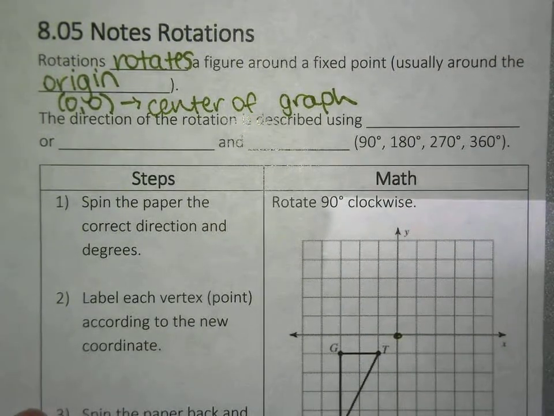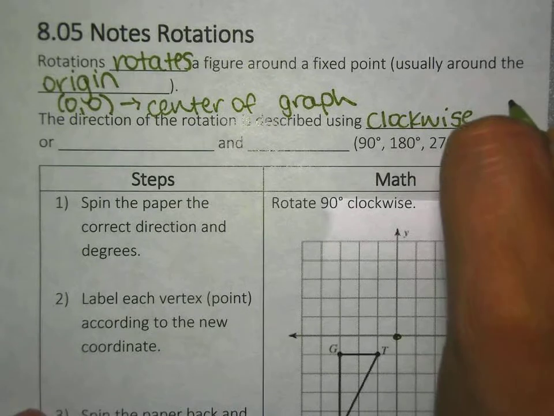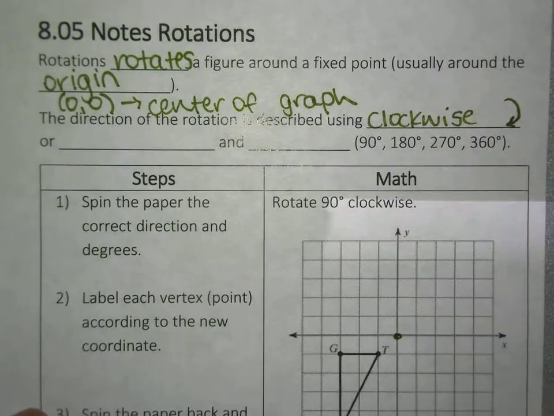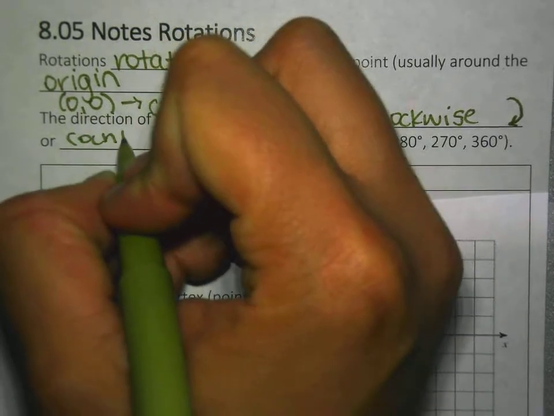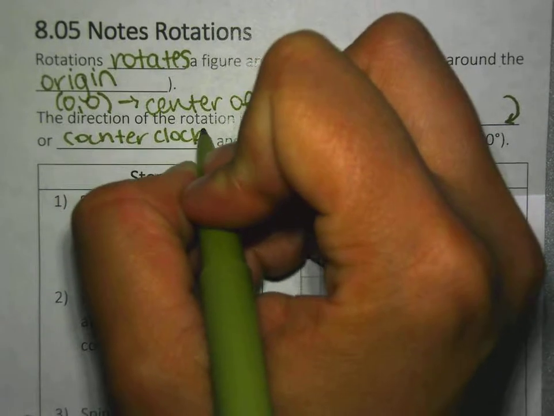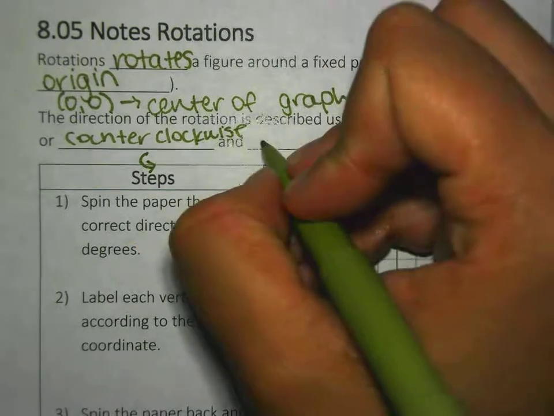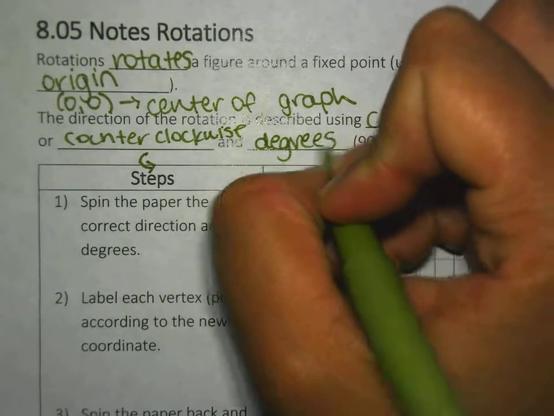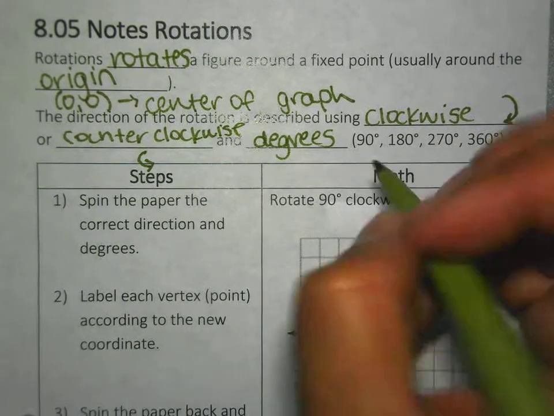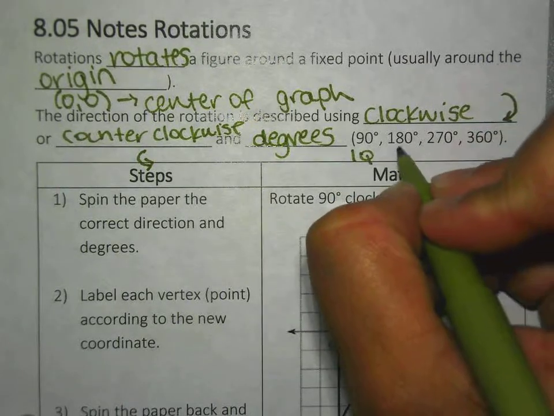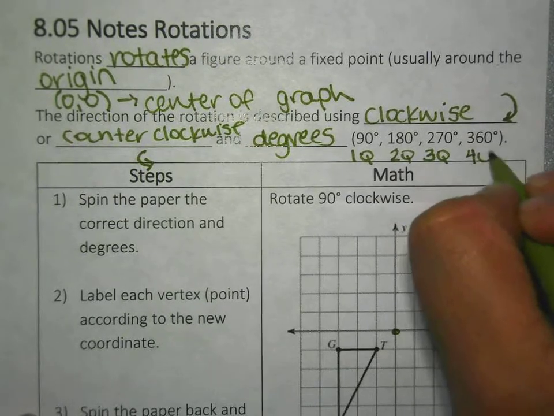The direction of the rotation is described using clockwise, which remember is this movement, so always think about how a clock operates, how it turns, or counterclockwise, which is just the opposite. So that would be going this way. As well as degrees. We use clockwise and counterclockwise to tell us the direction, and then we use degrees to tell us how much of a direction. 90 degrees is 1 quadrant, 180 is 2 quadrants, 270 is 3 quadrants, and 360 is 4 quadrants, or a full rotation.